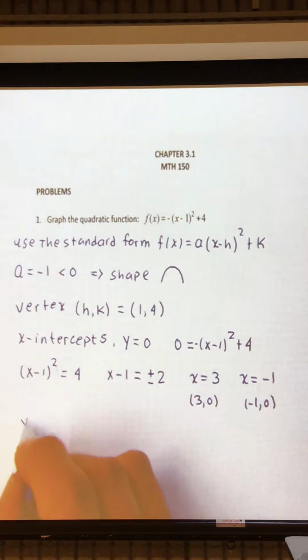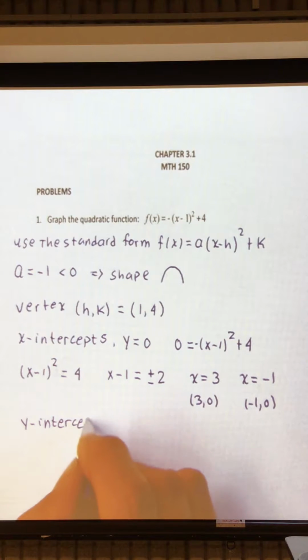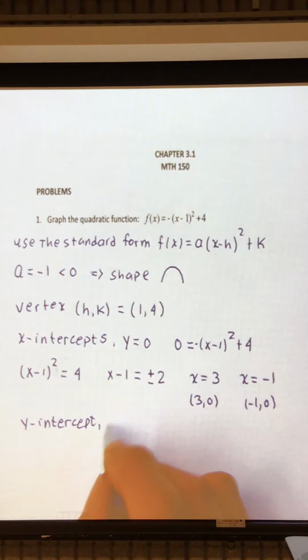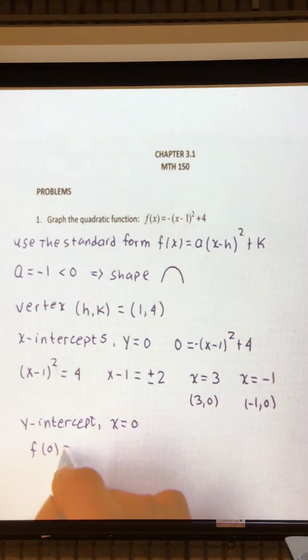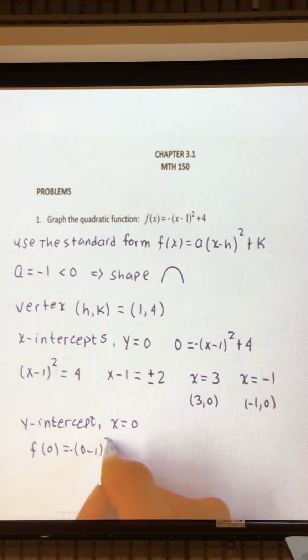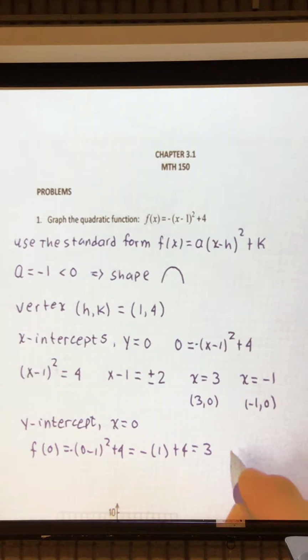We can also find the y-intercept. And to do that, we make the x value 0. So we have to find f of 0, putting 0 in the function. Negative of 0 minus 1 squared plus 4 gives us negative 1 plus 4, or 3. So that is the point 0, 3.